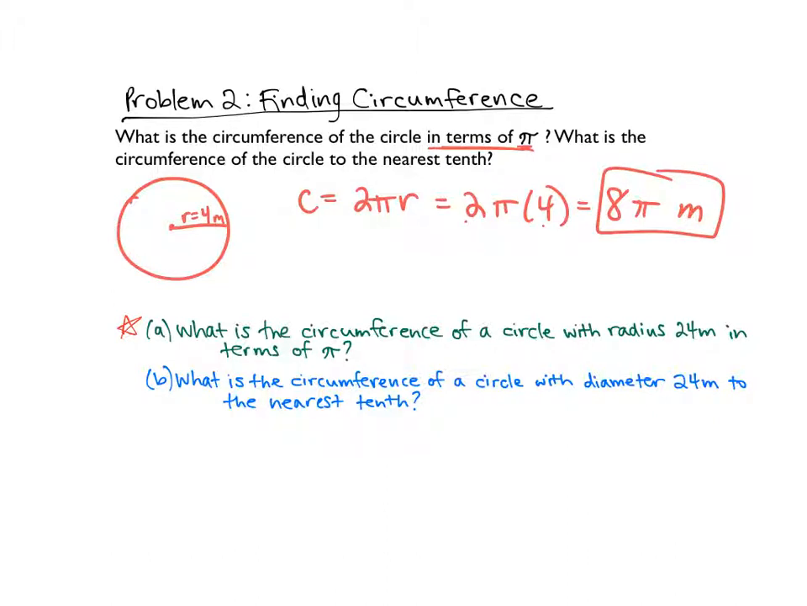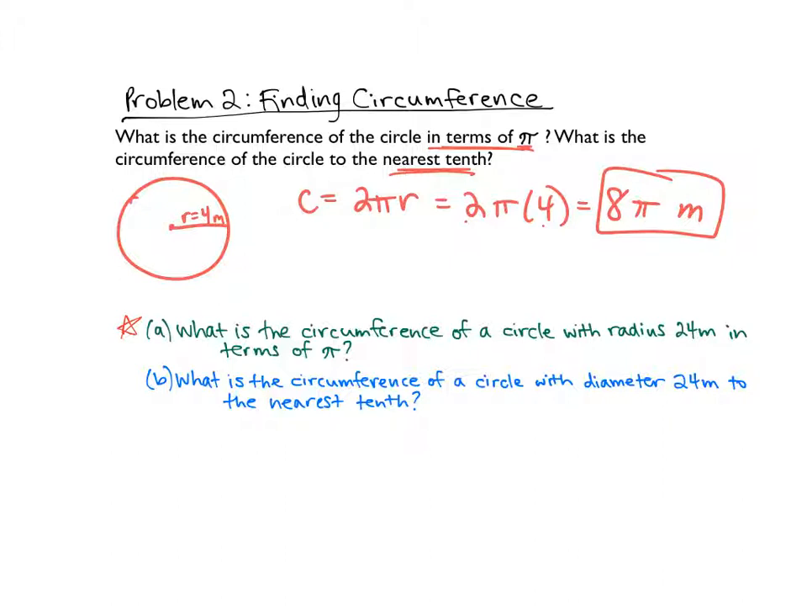The second part says, what's the circumference of the circle to the nearest tenth? So now let's multiply 8 times pi. So use Desmos or a calculator to do 8 times pi, and then you're going to round to the nearest tenth. And your calculator should have a pi button. You shouldn't be using 3.14. So find your pi button.